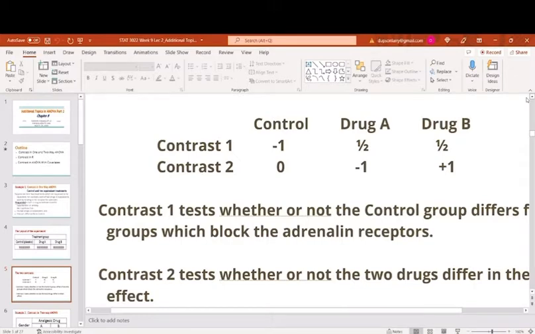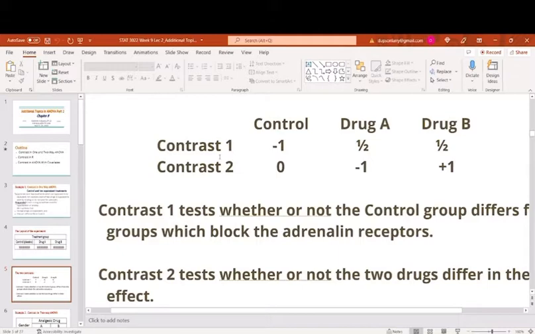When you are constructing a contrast, we need to formulate the contrast weights. I showed you contrast weights on Monday. The contrast weights, when you add them together, must be equal to 0. If you look at the first contrast, contrast 1, why am I putting -1 on control? Why am I putting half and half on the other ones? In contrast 1, I want to compare drug A and drug B with control.